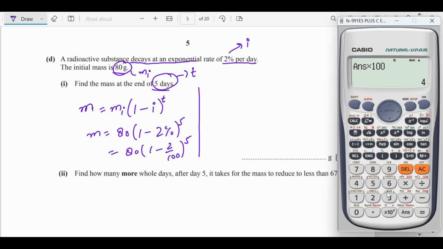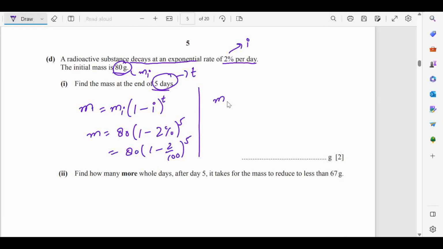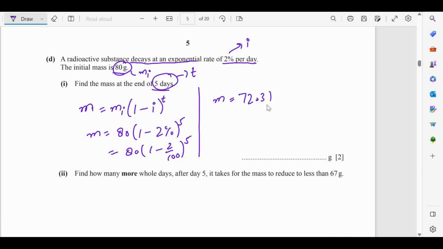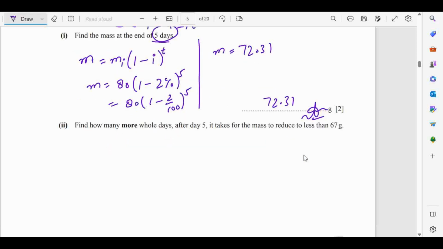So if we simplify it, 1 minus 2 divided by 100 must be 0.98 whole power 5, multiplied by 80. So this will be equal to 72.31. So the final mass will be equal to 72.31. So 72.31 grams will be the final answer. Let's move to the second part.